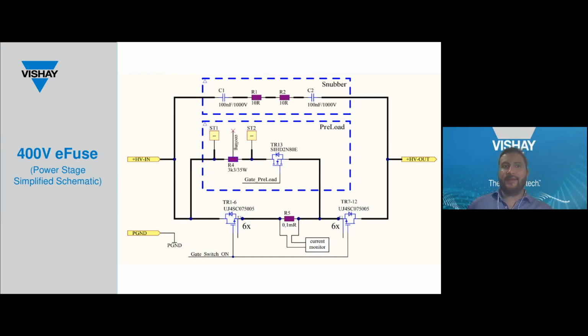This is a very high level schematic of the power stage of our 400 volt eFuse. The high voltage battery input is on the left side and the output voltage to the load is on the right. In later slides, we'll explore the components in more detail, which highlight Vishay's rich portfolio, which can populate most of a PCB.